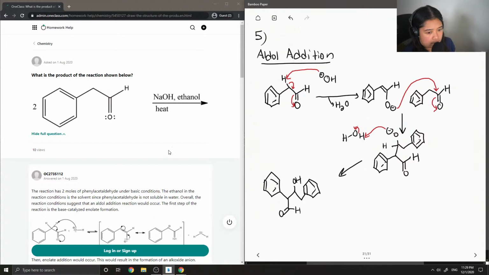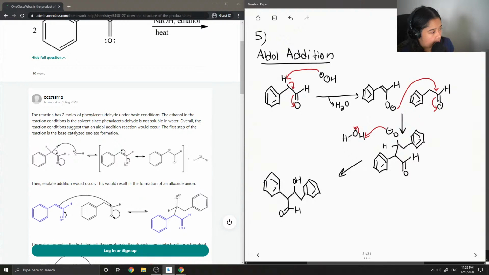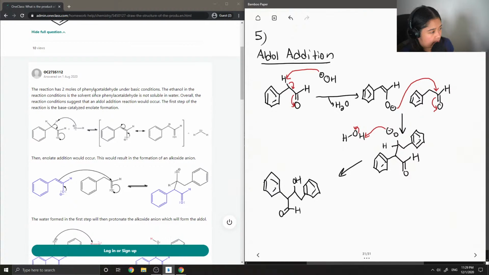Okay, so let's see what the junior tutor said. The reaction has 2 moles of phenylacetaldehyde under basic conditions. The ethanol in the reaction is the solvent, since phenylacetaldehyde is not soluble in water. Overall, the reaction conditions suggest that an aldol addition reaction would occur. The first step of the reaction is the base catalyzed enolate formation.